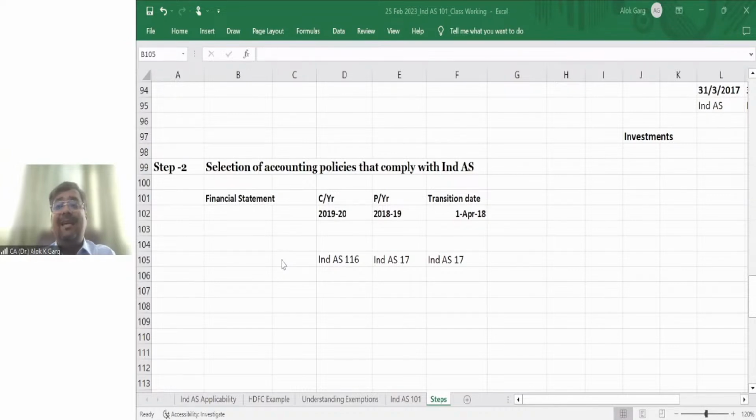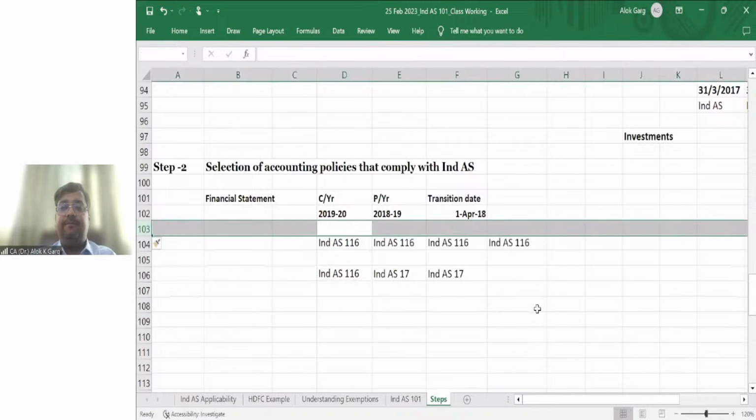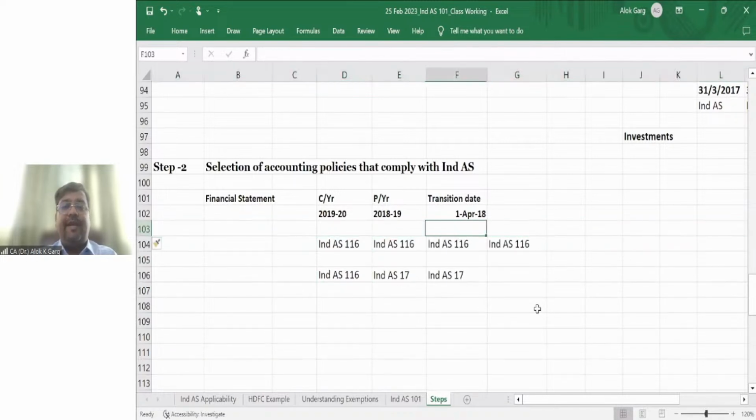Kaushik is saying no, a single accounting policy needs to be applied consistently. You are right, Kaushik. In this real example, it is not a hypothetical example, it is a real life scenario. Tell me whether Ind AS 116 should be applied or Ind AS 17 should be applied. Yes, Ind AS 116 should be applied in all these 3 years, right?